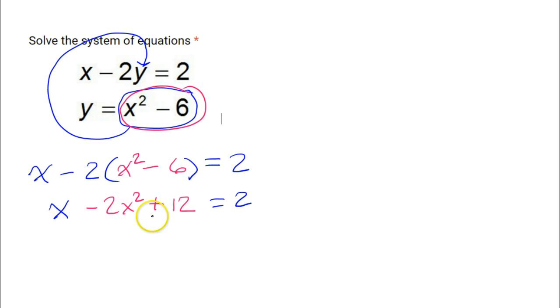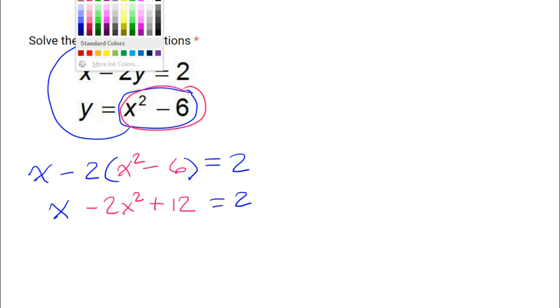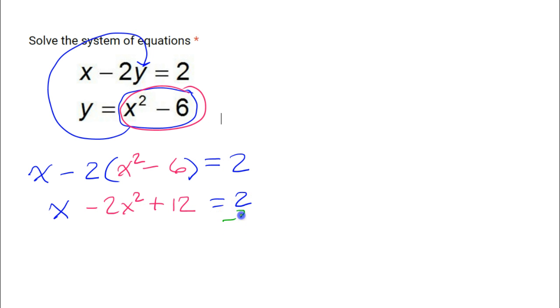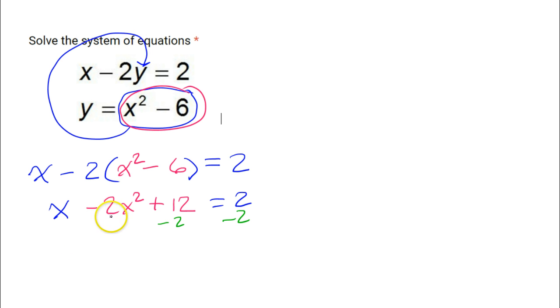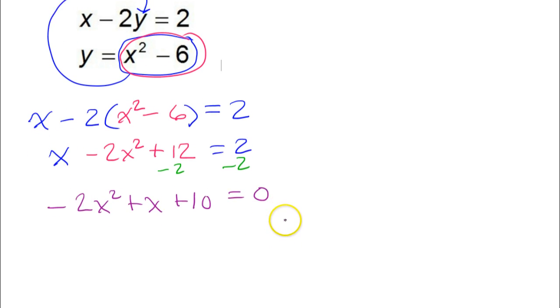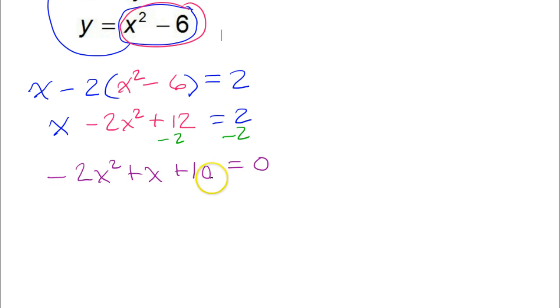These are not like terms, so I'm going to wind up subtracting 2 from both sides. I'm getting everything on one side, but I'm also going to rearrange these in the proper order. So negative 2x squared should go in the front. So I'll have negative 2x squared, and then plus x, and then 12 and negative 2 make 10, and that's equal to 0. Okay, I need to solve this.